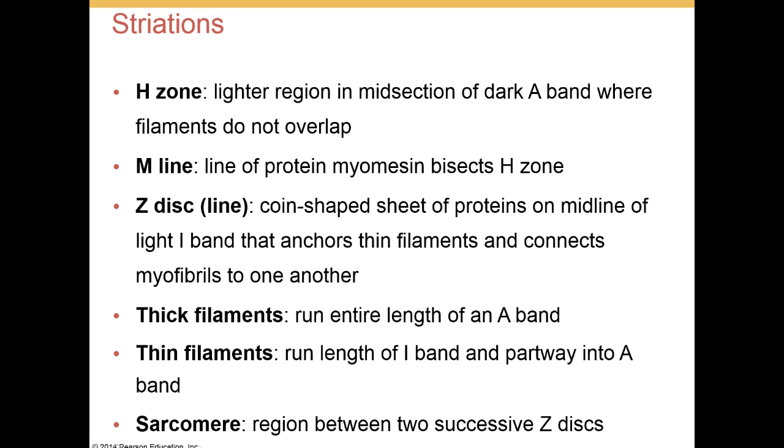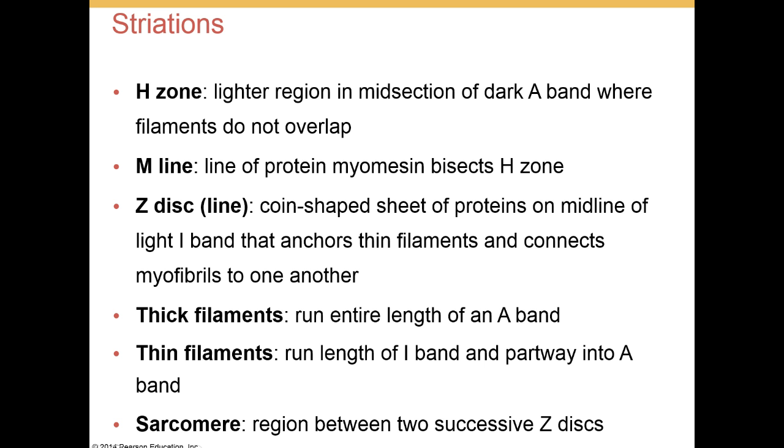Thick filaments are physically rather thick. So if you shone a light through a thick series of thick filaments, it would block the light. If it blocks the light, it's going to appear dark. So the thick filament is the main structure that makes up the A band, the dark band.